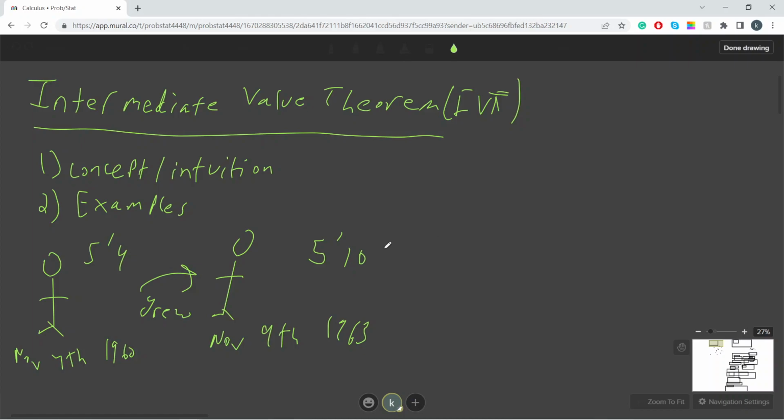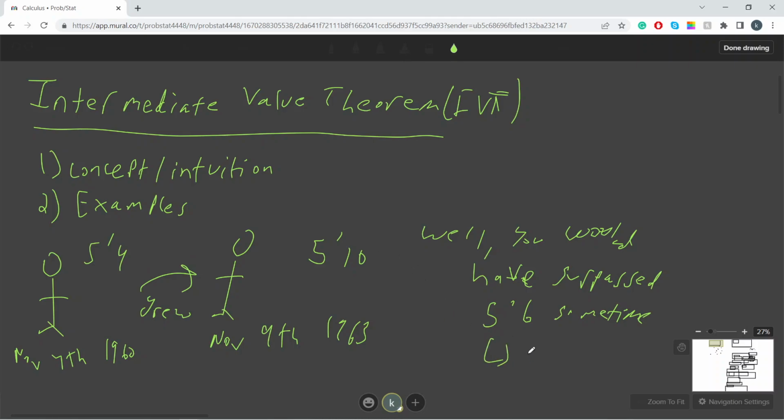Now, one thing that's obvious is you grew from 5'4" to 5'10". But in that growth, what happened? Well, it is true that you would have surpassed 5'6" sometime in between, right? Because you're growing. You couldn't have jumped to 6 foot and then come down to 5'10", assuming we don't grow down. We grow taller. So between November 4th, 1960 and November 9th, 1963, you were 5'6" at some point. So 5'6" is in between 5'4" and 5'10". So 5'6" is like the intermediate value.